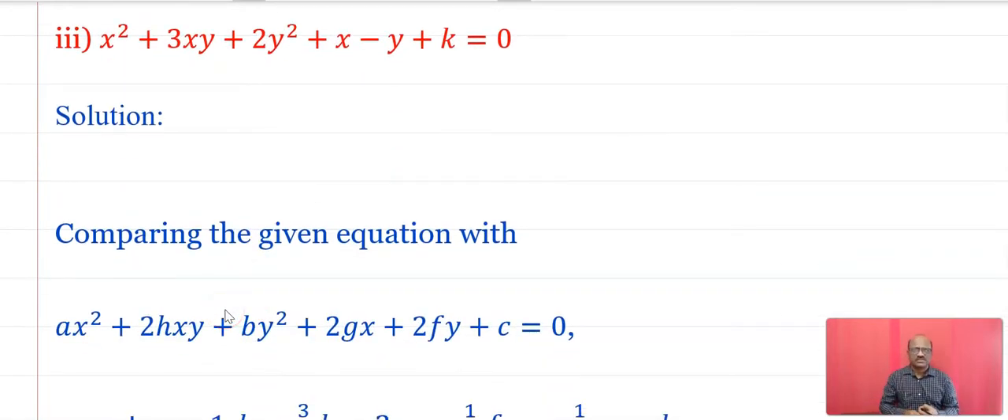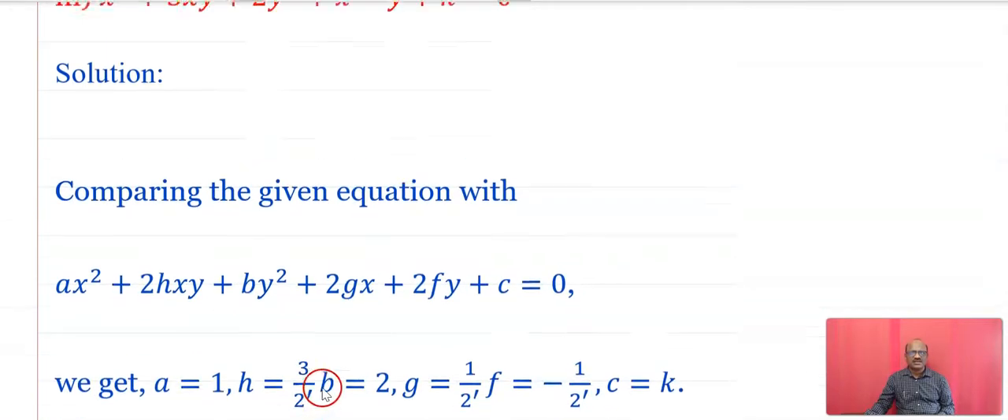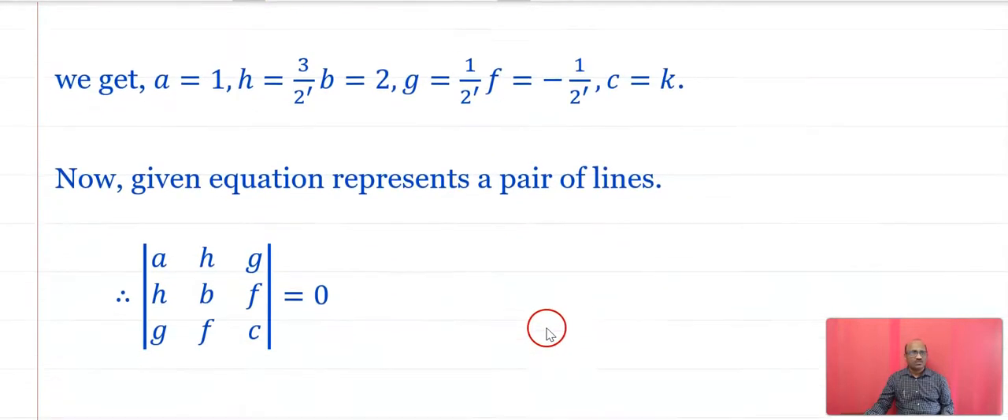Now the next question, x square plus 3xy plus 2y square plus x minus 5y plus k is equals to 0. Again comparing with ax square plus 2hxy plus by square plus 2gx plus 2fy plus c is equals to 0. The value of a is 1 and h is 3 by 2, b is 2 and g is 1 by 2, f is minus 1 by 2 and c is k. We got the values. Now the given equation represents a pair of lines. The value of the determinant must be 0.